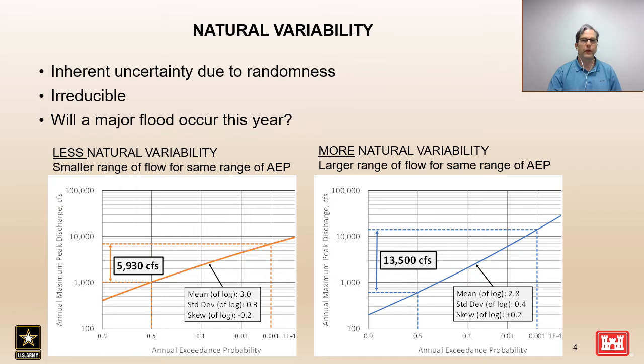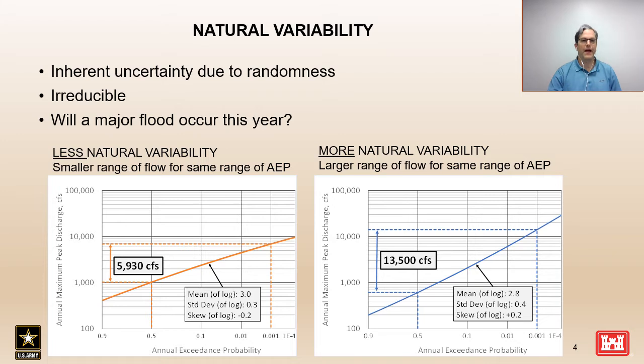When it comes to uncertainty, there are two general types. The first is natural variability, which is due to randomness. It is usually assumed to be irreducible, and it answers questions such as, will a major flood happen sometime this year? The two frequency curves plotted at the bottom of the slide show differences in natural variability, which generally come from the values of the distribution parameters.